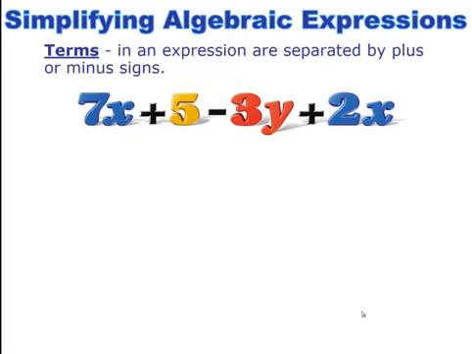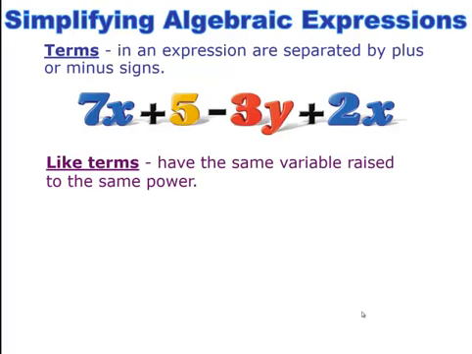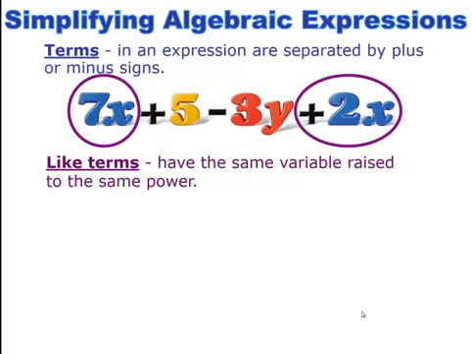These are terms. Like terms will have the same variable raised to the same power. So like terms would be that 7x and that plus 2x. They are like terms because they have the same variable with the same exponent. Now in this case we don't see an exponent, but there is an exponent of 1.